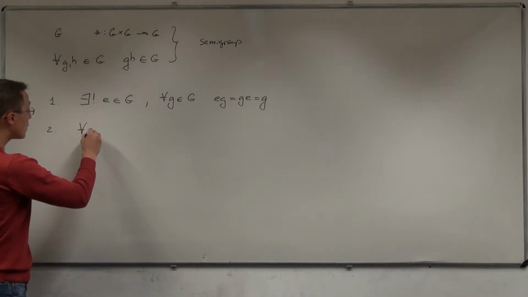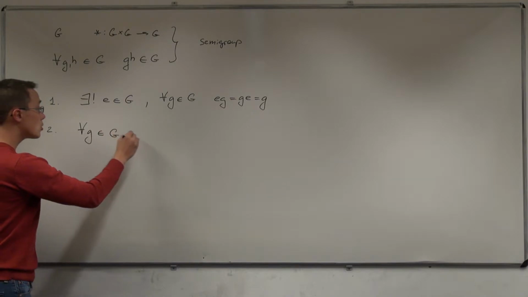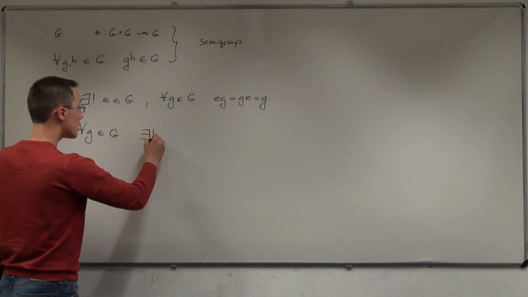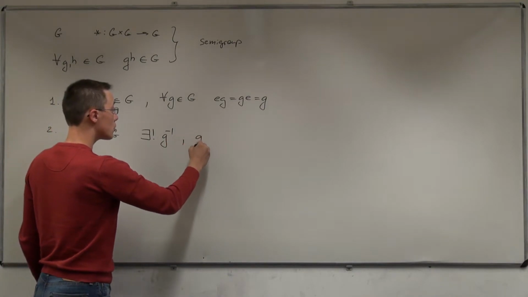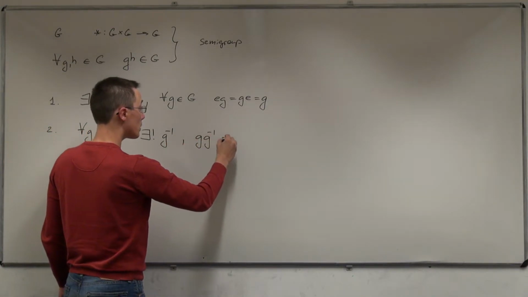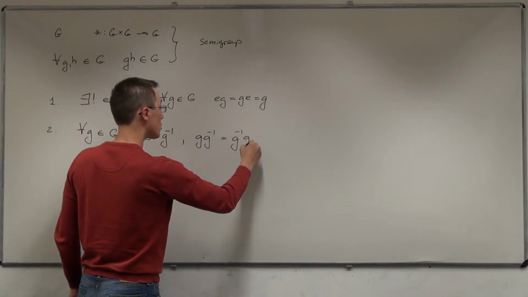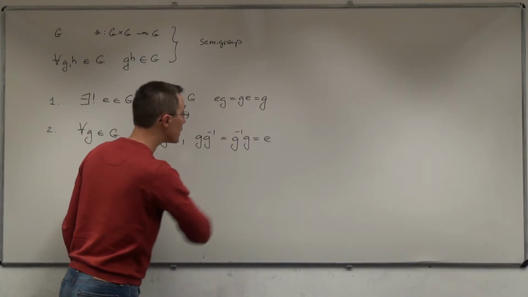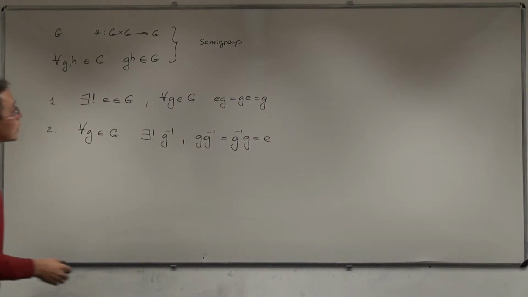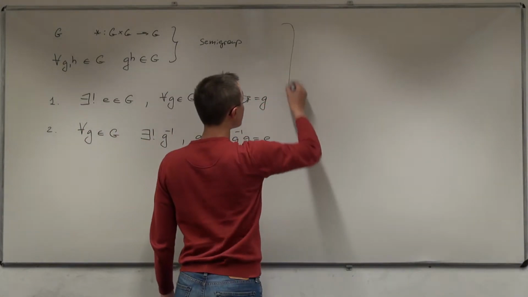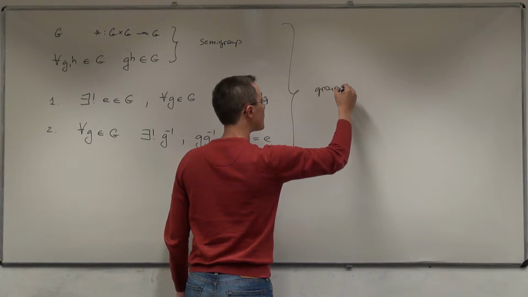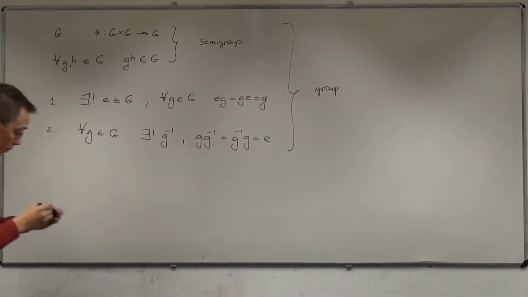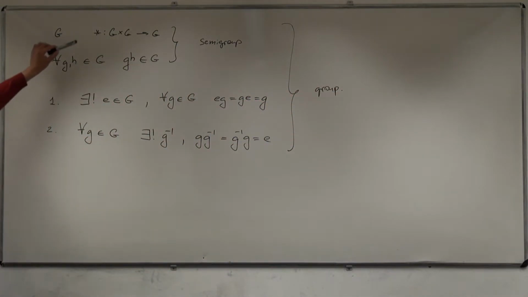So for any g inside G, there exists a unique g^-1, such that g g^-1 is the same as g^-1 g is the same as the identity element. So if these conditions hold, then this is called a group.